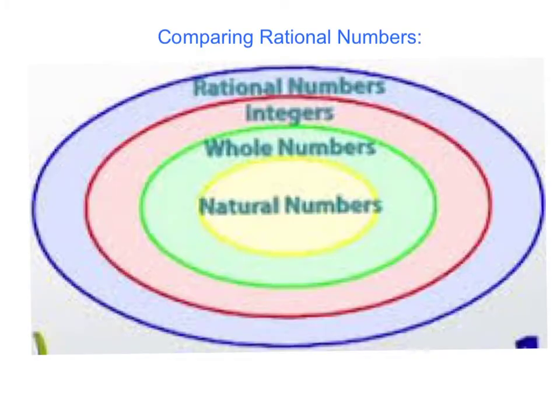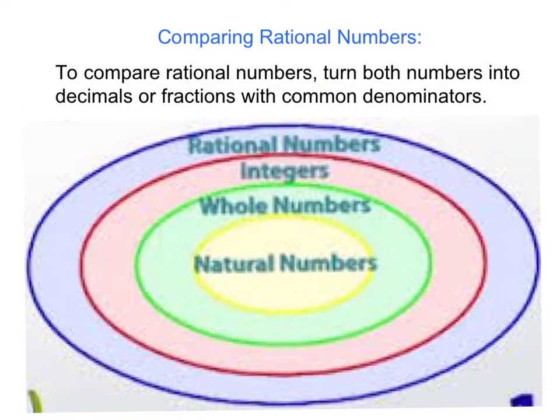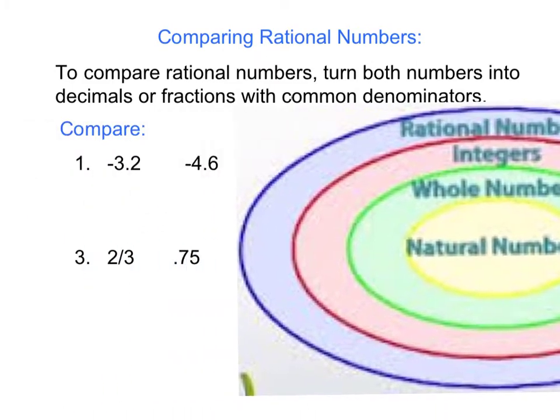Now let's talk about comparing rational numbers. To compare rational numbers, you need to turn both numbers into either decimals or fractions with common denominators first. Please take a moment to pause this video and write down the process of how to compare rational numbers. Now let's try comparing a few rational numbers.